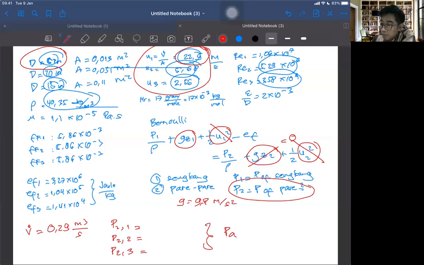The density, you get the value, right? 40.35. EF, you get the value of each EF from each diameter. Then you can calculate the pressure. P2 is pressure at Parepare, comma 1 means for the diameter 1, for the diameter 2, and for the diameter 3, using each of EF.